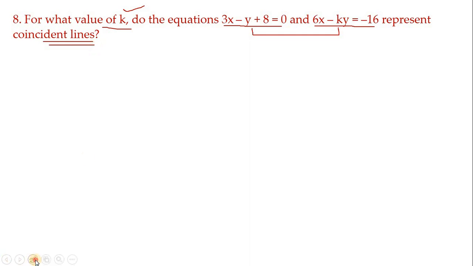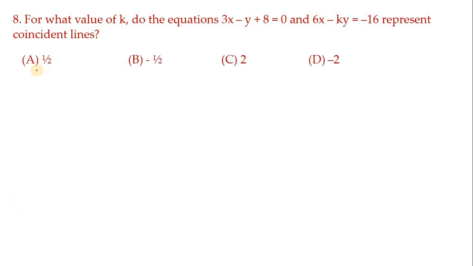So for that, first we have to check whether the given equations are in standard form or not. Yes, this is in standard form and this is not in standard form. So hence this minus 16 you have to transfer to this side. So it will become plus 16. So before that, see the options: 1 by 2, minus 1 by 2, 2, minus 2. Consider the equations. The first is in standard form, not a problem for us. Second one, as I said, minus 16 I have transferred to this side and I have got plus 16.